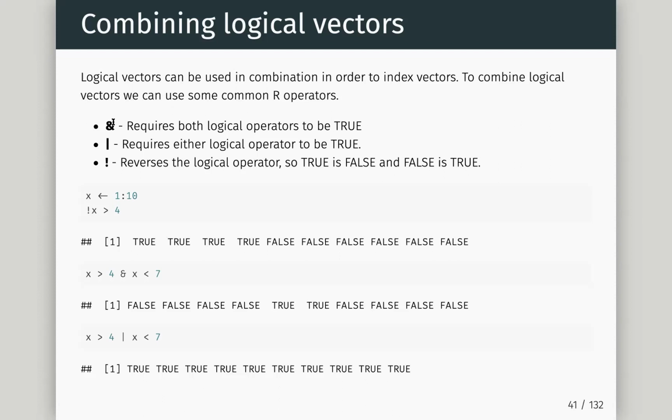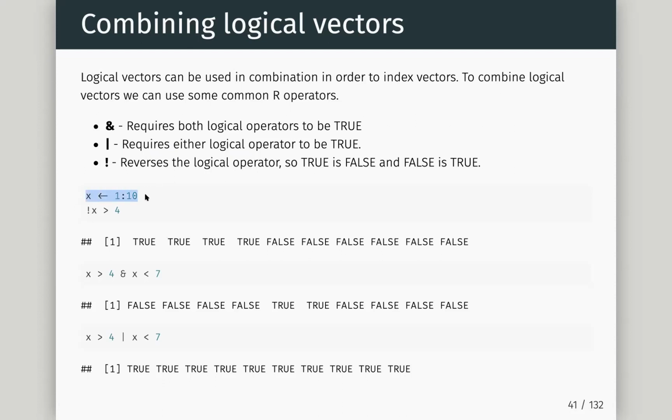So the really useful logical operators to combine are AND, right? So this is the AND symbol. This requires that both the logical operators are true. We have a pipe symbol, which is an OR symbol, which requires that either of them are true. So A or B. And then we have a really useful exclamation mark, which reverses the logical operation. So if I have a logical vector and I put an exclamation mark in front of it, it's going to turn all the trues to falses and all the falses to trues. Okay, so let's see this in action.